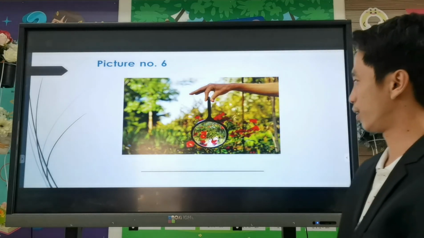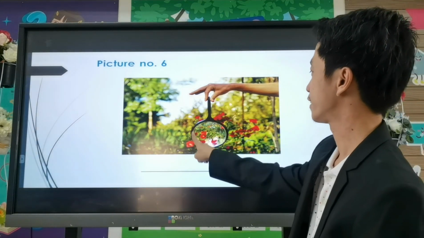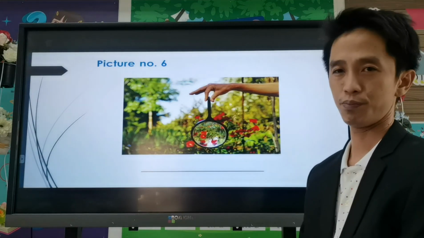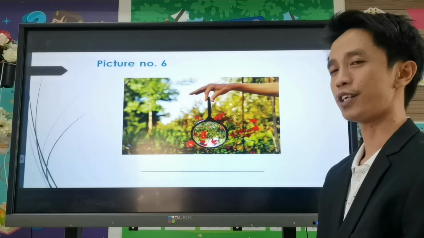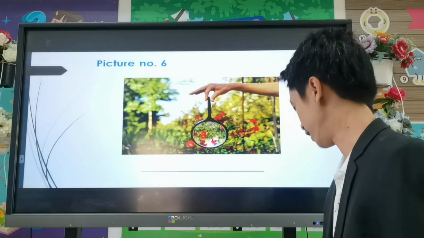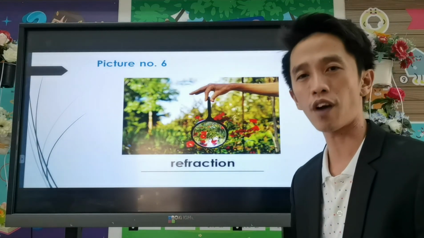Next. Okay, how about this one? What is this called? Microscope. Try to answer. 5, 4, 3, 2, 1. Okay, the correct answer is refraction. That's all for today.